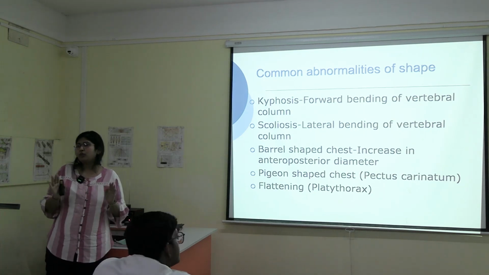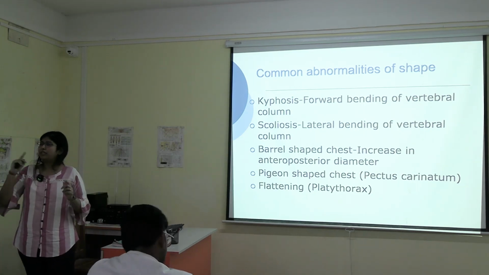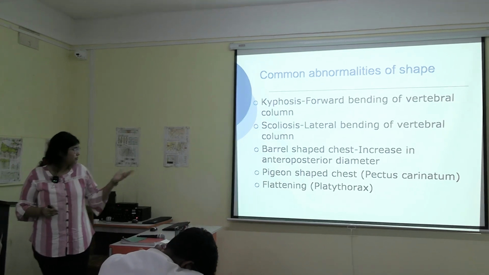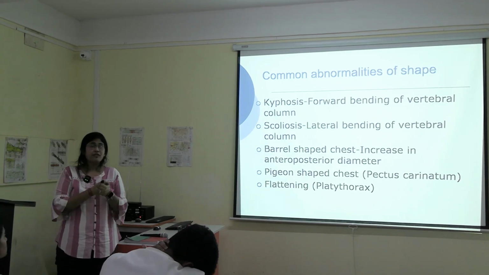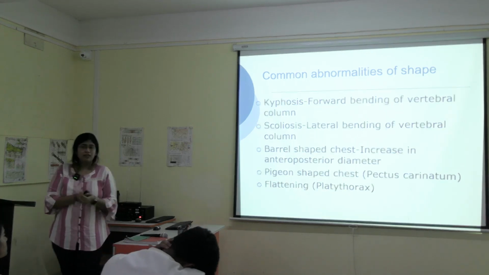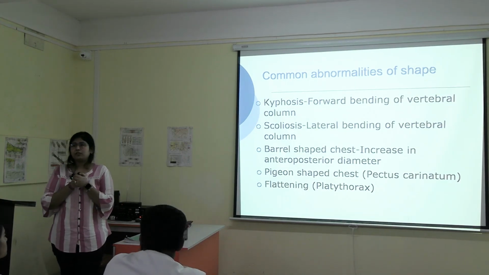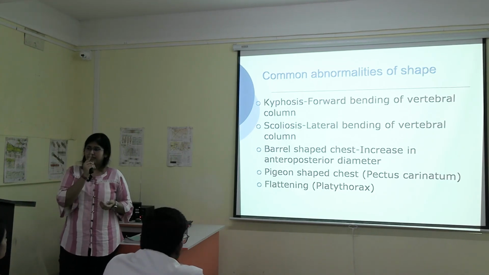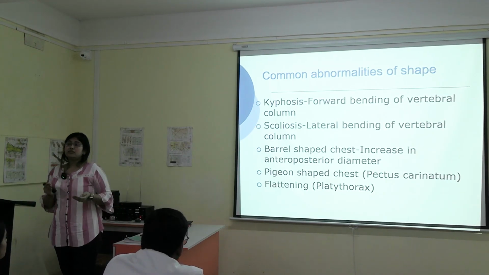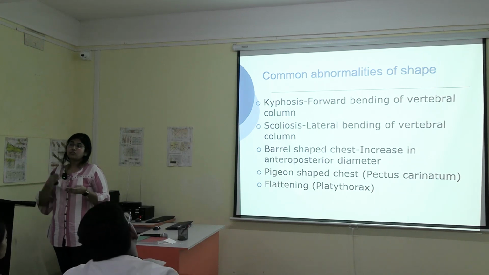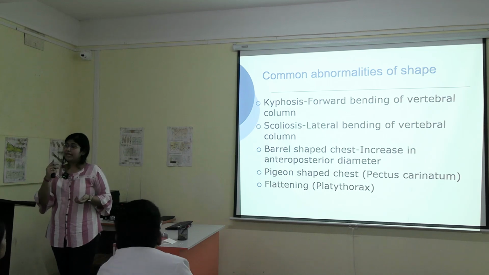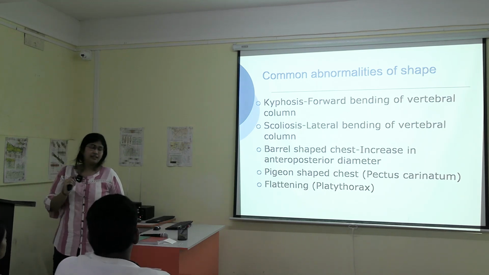Now, I have told you about the normal condition: elliptical, bilaterally symmetrical and everything. Let's focus on some abnormal shapes. Kyphosis, forward bending of your vertebral column. Scoliosis, lateral bending. There are people who have both kyphosis and scoliosis, forward bending as well as lateral bending.